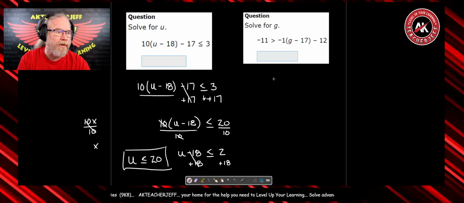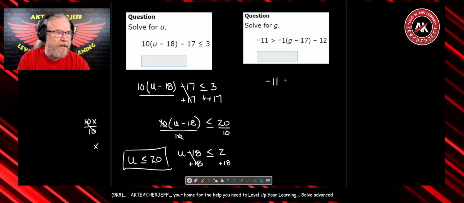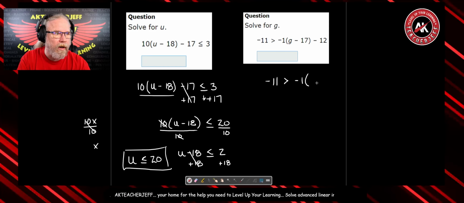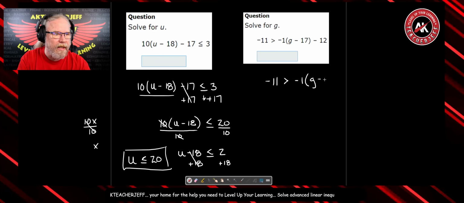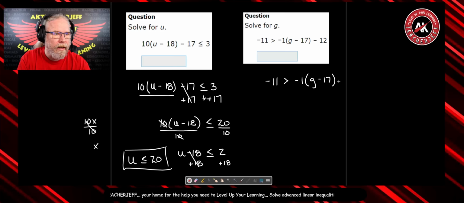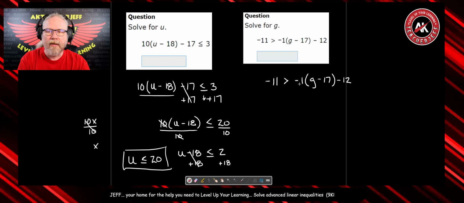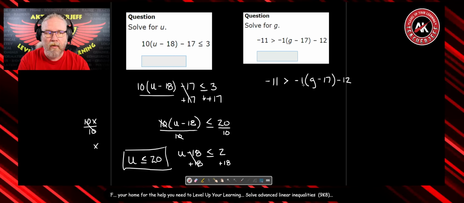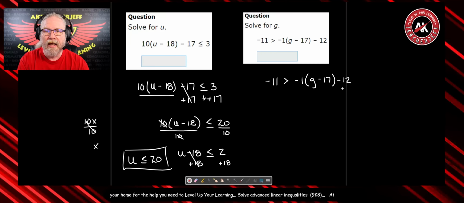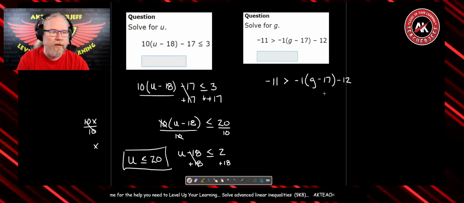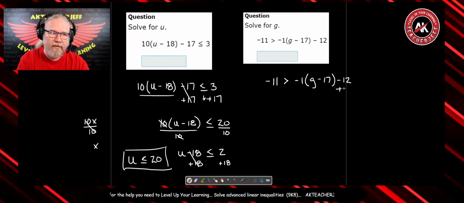Let's take a look at another example. So we have negative 11, and this is supposed to be greater than negative 1 times the quantity of g minus 17, and then we're supposed to subtract 12 from it. Now, before I deal with the negative 1 that's being multiplied times the quantity of g minus 17, I need to deal with this negative 12 right here. All right, so I'm going to get rid of that with positive 12.